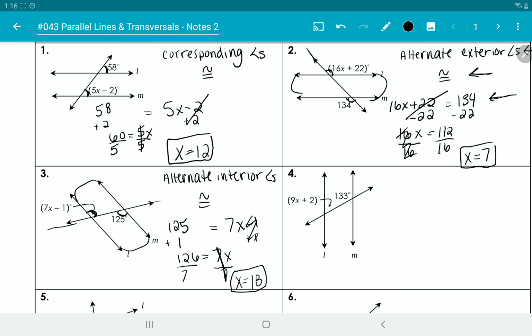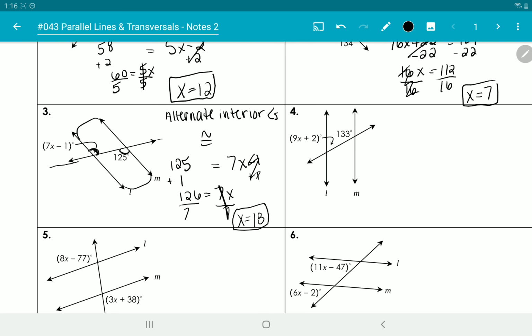Okay? So again, you're going to label the angle relationship, determine whether they're congruent or supplementary. Then you're going to fill in the blanks and solve for x. So moving on to this next one, we're looking at these two angles. They're on the same side of this transversal, so they're going to be same side, and they're on the inside of the parallel lines, so they're just going to be interior angles. Okay, same side interior angles are supplementary.